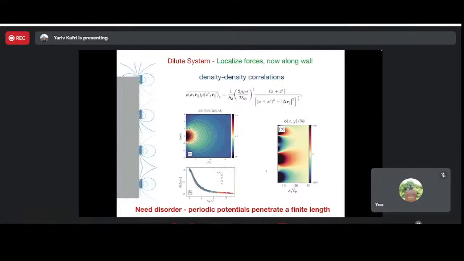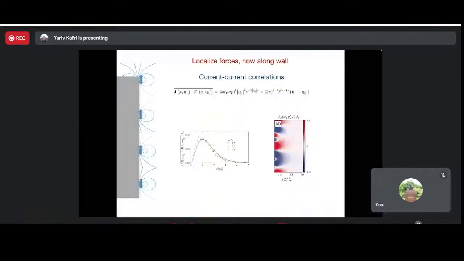Okay, you can do the same thing for the currents, again, the same theory, and you find out that at a distance x from the wall, the scale of the eddies which are created by the wall is x, and you can see that, again, they decay in scale, but their magnitude is growing.